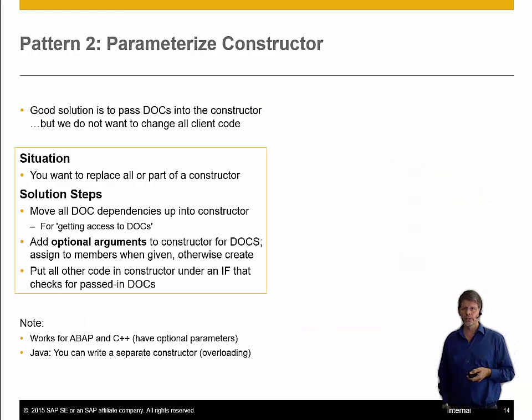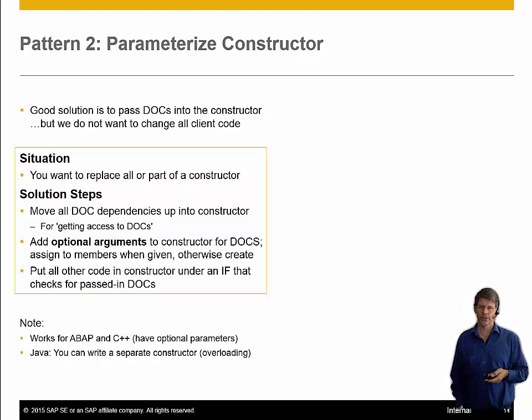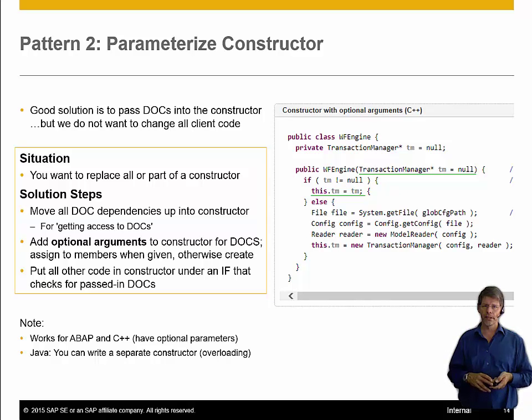Another solution is to pass in the dependent components into the constructor. So basically, let's say you want to replace all or part of a constructor. Well, what you can do is create, for instance, a second parameterized constructor, for the thing that gives you trouble for test purposes. You can pass in what everything depends on. So maybe a dummy object if for tests you don't want to do anything. And if it's not passed in, it does the normal thing that you had in the code before.